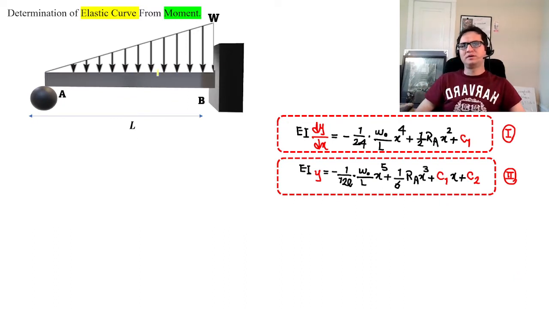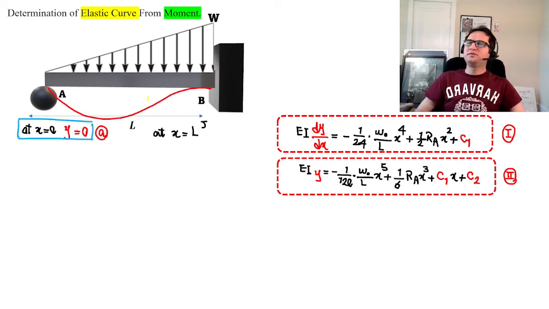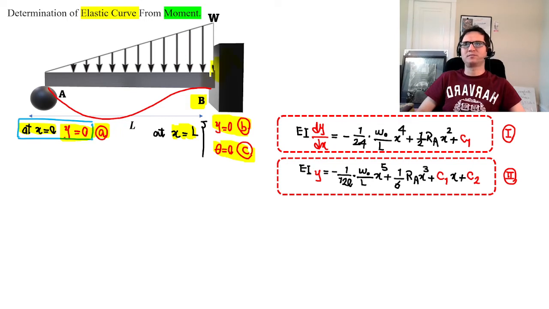Based on our boundary conditions, when x is 0, there is no delta at A. And when x is equal to L, all the way to B, we have no delta, and also theta is 0 because it's a fixed support.